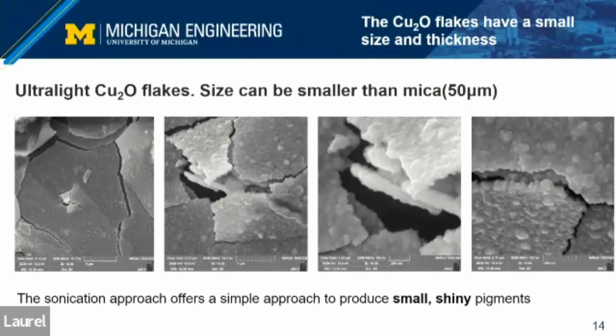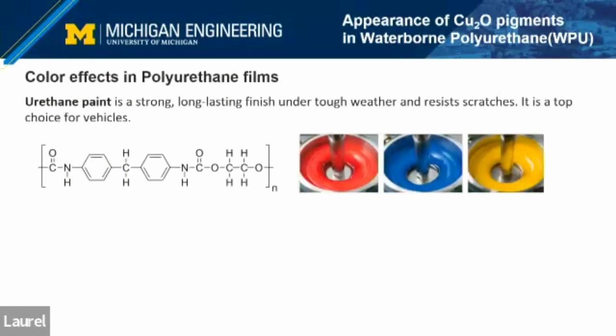So why this is important is because you might notice that for the traditional mica flakes, if you try to grind them down into smaller ones, it will take a lot of energy, and usually it is very hard to achieve. Our method just uses sonication, and it can offer a simple approach to produce these small and shiny pigments. So this might potentially be an advantage for this new technique.